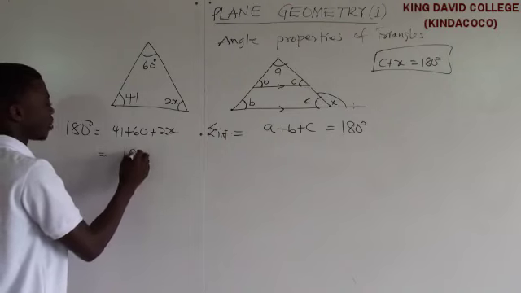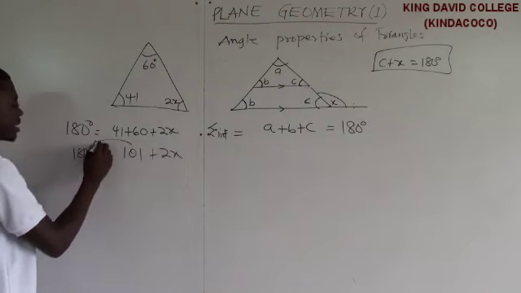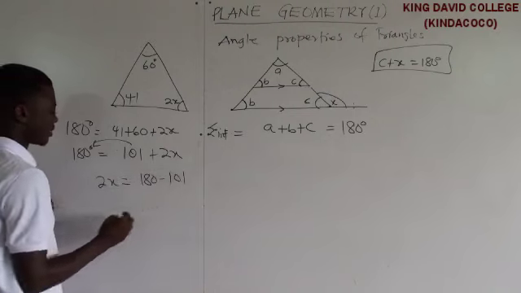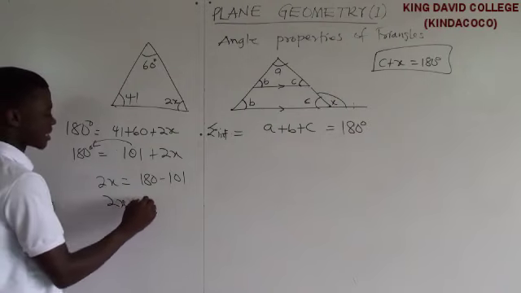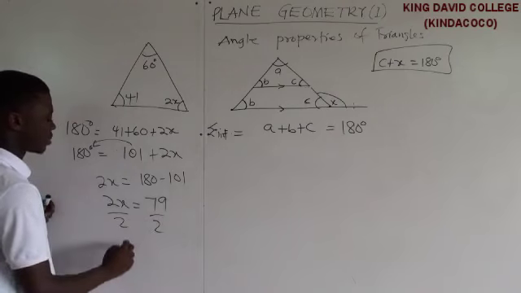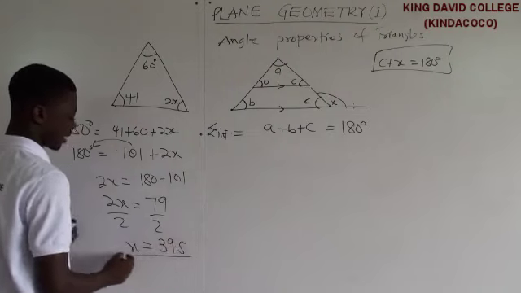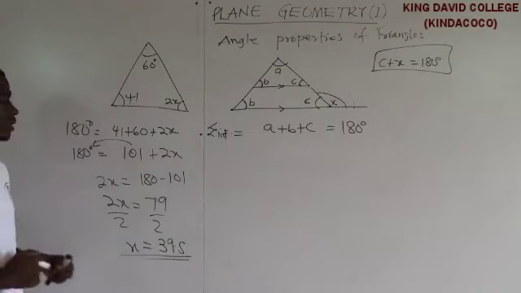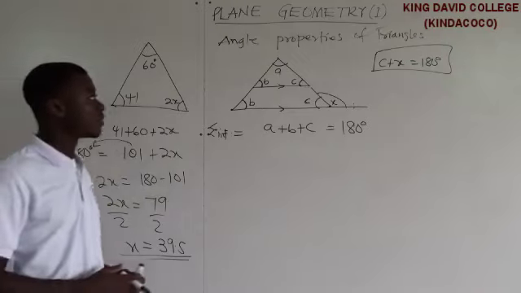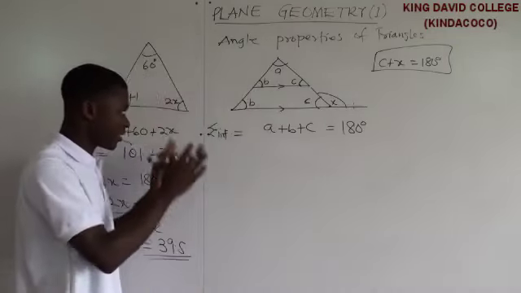So this is just going to be 101 plus 2x is equal to 180 degrees. So when you send this over, 2x will be equal to 180 minus 101. Then 2x is equal to 79. So you divide through by 2, divide through by 2. Then my x is going to be 39.5. So there, we just have to quickly find that. Very well. So this is just the total interior angle of a specific triangle.